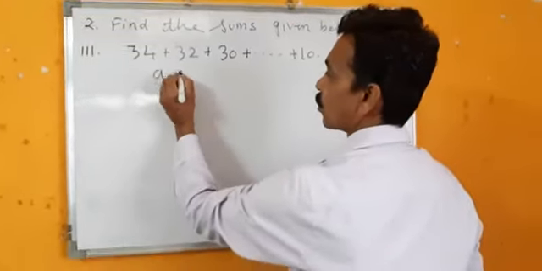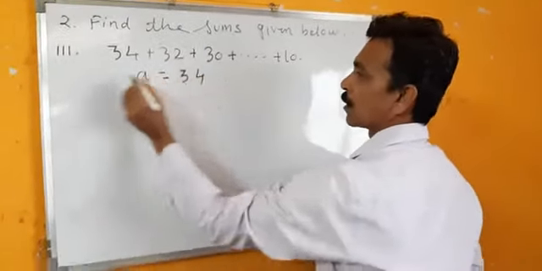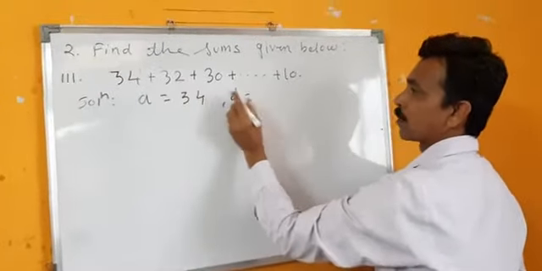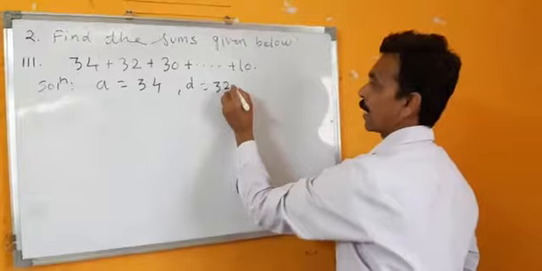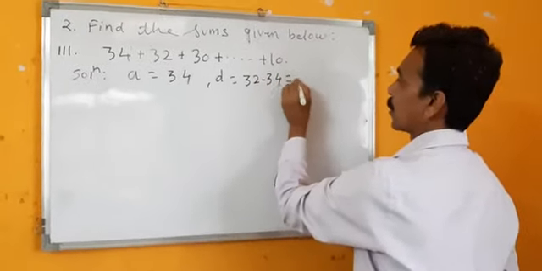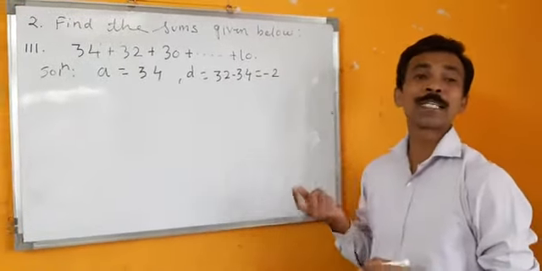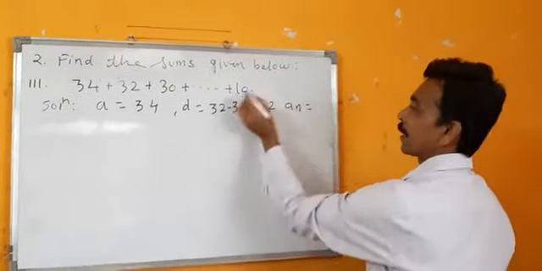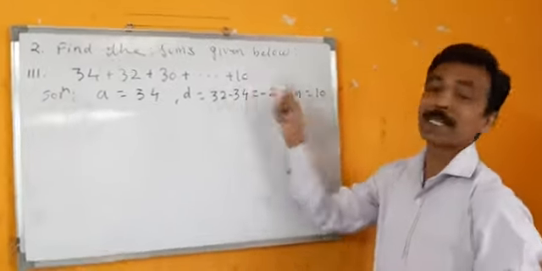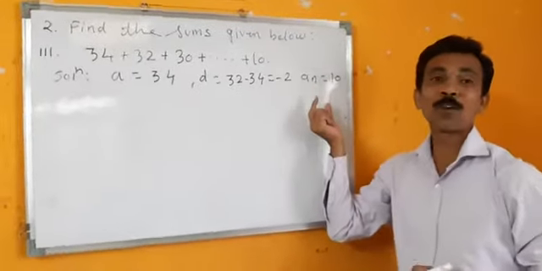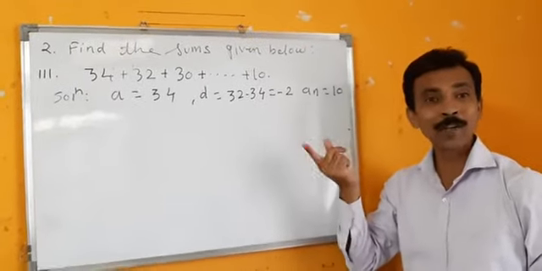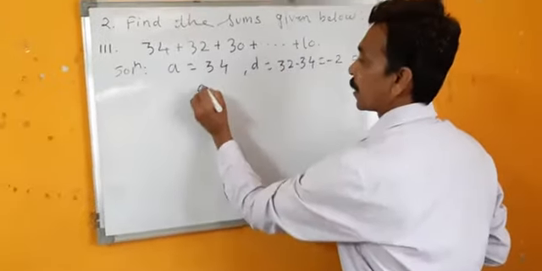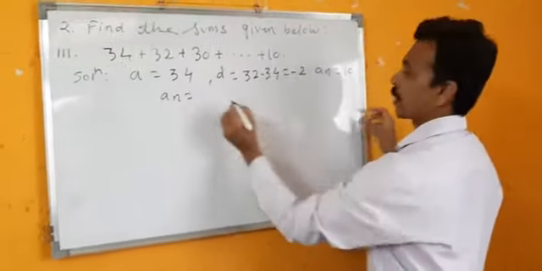A is equal to 34. Right? This is the solution. A is 34. D is equal to 32 minus 34, which is minus 2, because D is equal to A2 minus A1, and AN, the last term, is 10. So using the formula for AN, first we'll find N and then we'll find the sum.